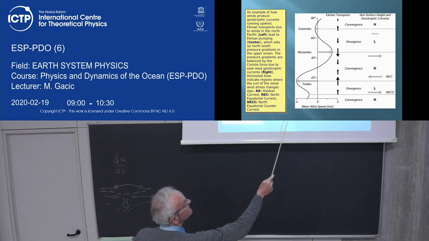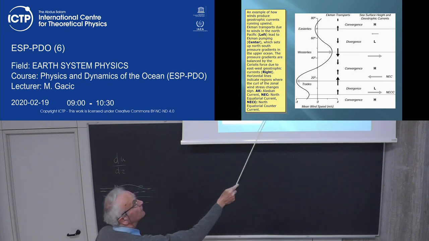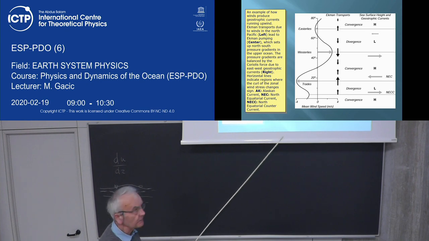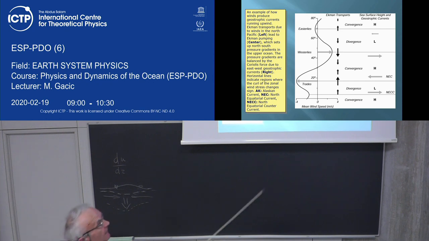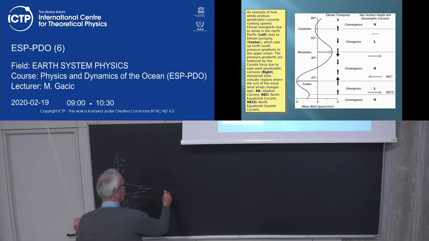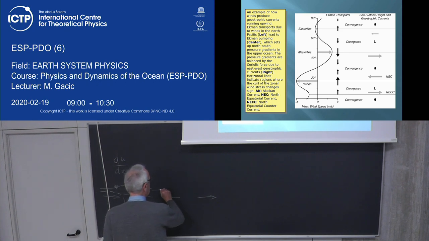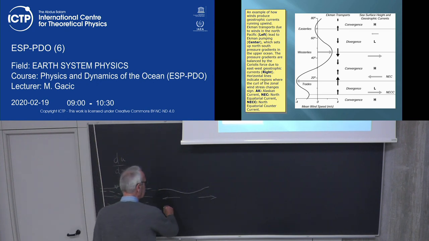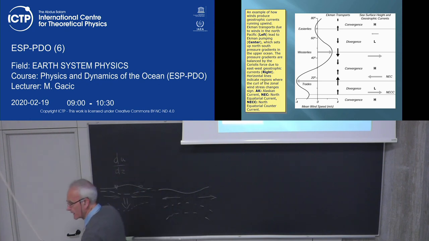And here we have a divergence. What that means is that in the area of easterlies we have northward transport. In the area of westerlies, as we have seen before, we have southward transport, and we have divergence here. In the case of divergence, it means this thing here, and the sea level is this way, and the interfaces have this shape.